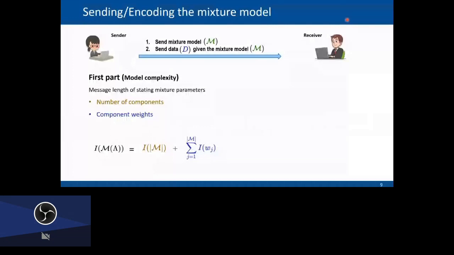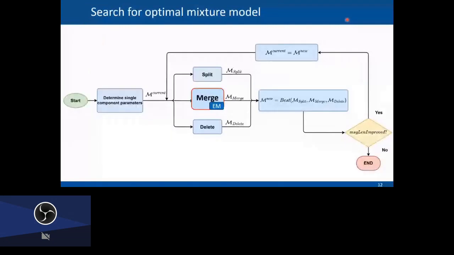During the merge operation, we merge each K component with its closest component in terms of KL divergence, and similarly execute an EM algorithm in order to determine optimal component weights and component parameters. This method allows us to find the best mixture model resulting from the merge operation. During delete, similarly, we remove each K component from the mixture model independently and then execute the EM algorithm. This method allows us to find the best mixture model resulting from the delete operation.